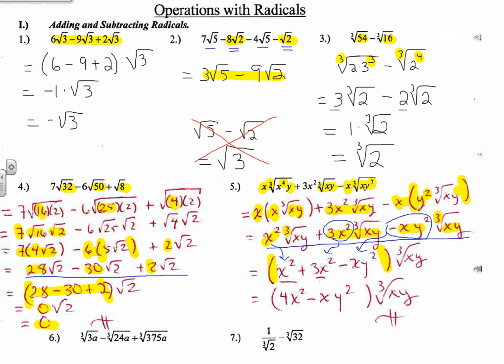Notice that there are some like terms here. X squared plus 3x squared gives me a 4x squared. And this one just comes down for the ride. Now these are not like terms because the exponent, well, this one doesn't have a factor of y. This one has 2 factors of y. So our final answer turns out to be, in parentheses, 4x squared minus xy squared all times the cube root of xy. So that's how you combine radicals. Remember, you can only combine like radicals. Whether you're adding or subtracting, you have to follow that rule.